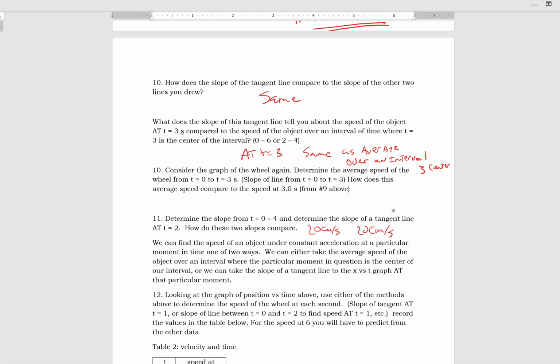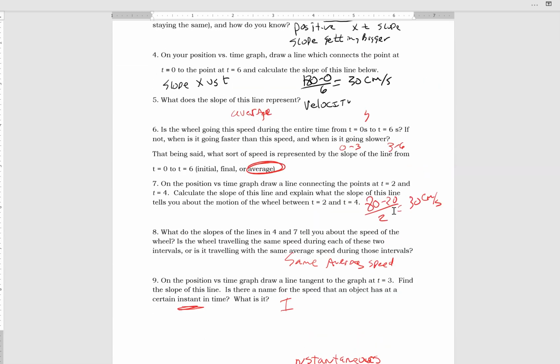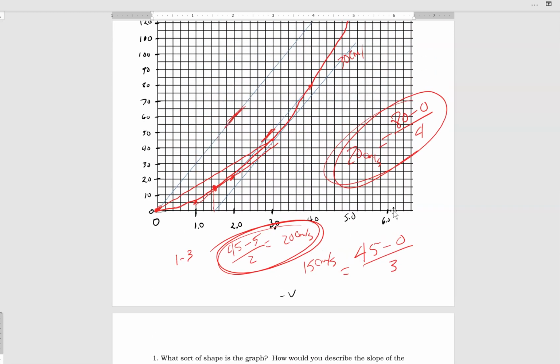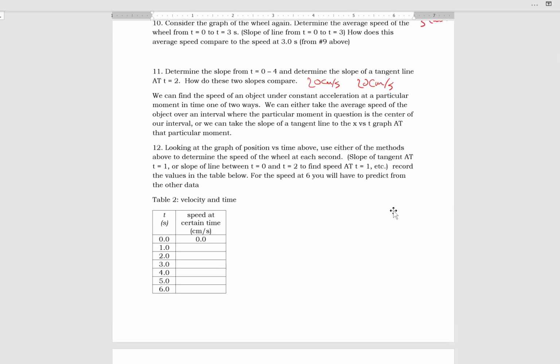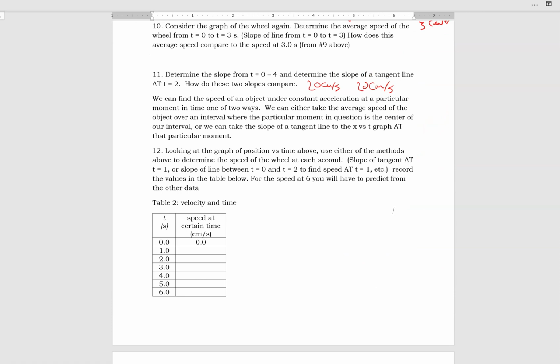So we can find the speed of an object under constant acceleration at any particular moment in time one of two ways. We could either draw a tangent line at t equal 2, pick some points on there and find its slope, or we can bracket it, or make it the center of a bracket and find the slope of that line, and that should give us that velocity. We should get the same either way.